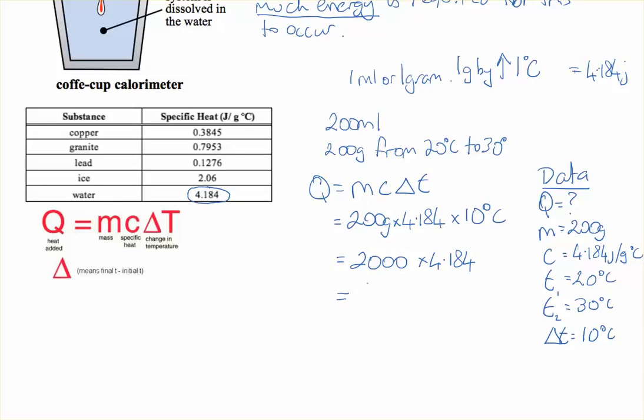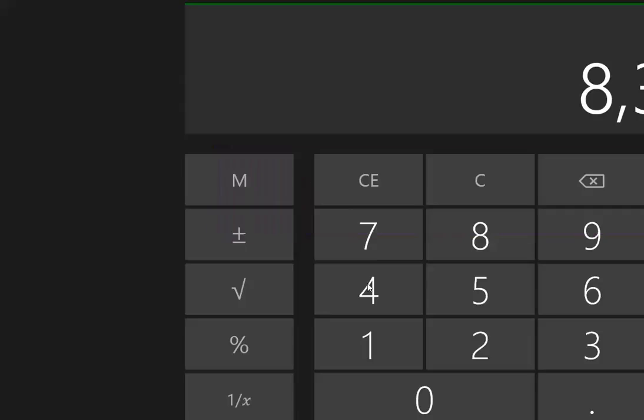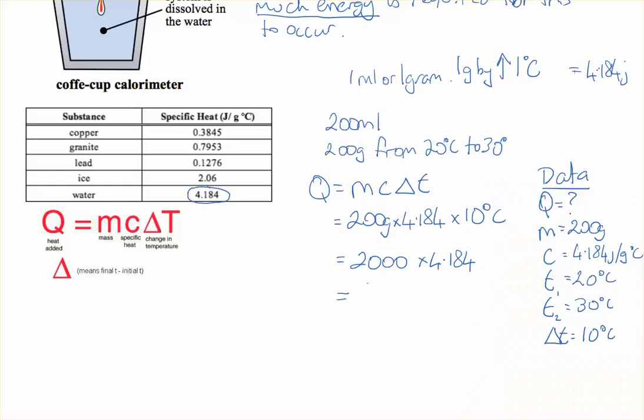And after calculating it, let me just check that again, that equals 8368 joules. In other words, we would require 8,368 joules of energy to raise 200 grams of water from 20 degrees Celsius to 30 degrees Celsius.